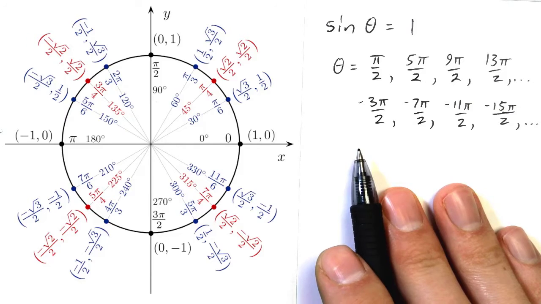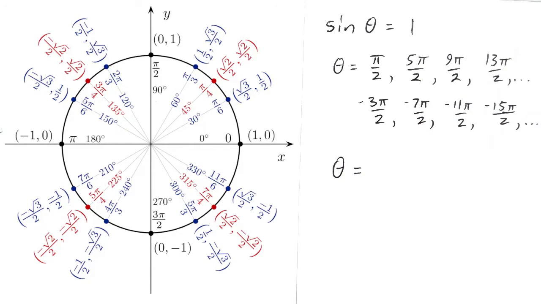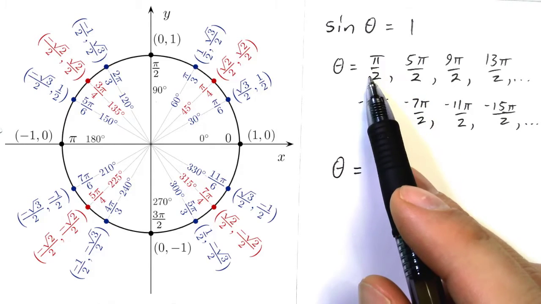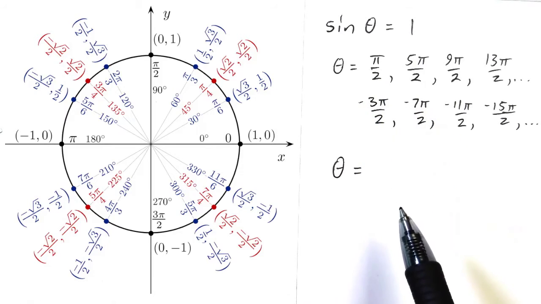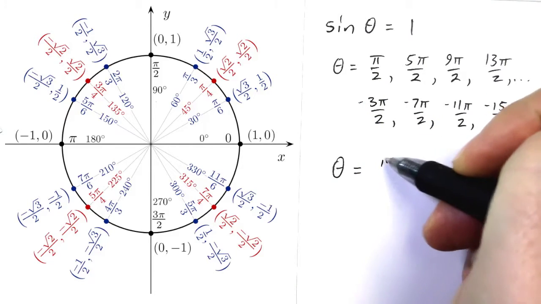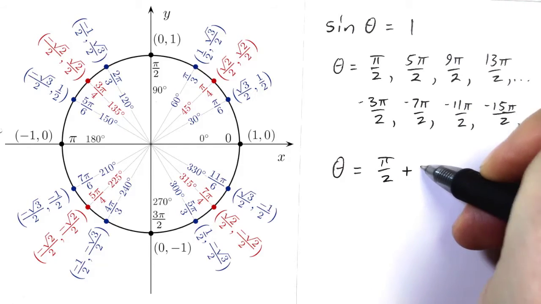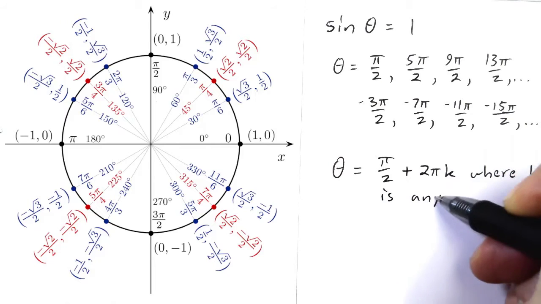So just like we did with the last equation, we'd like to encapsulate these into a nice, neat expression. Well, what did we do to get all these? I just took pi over 2 and I added multiples of 2 pi, integer multiples of 2 pi. So I'm going to write that. Pi over 2 plus 2 pi k, where k is any integer.